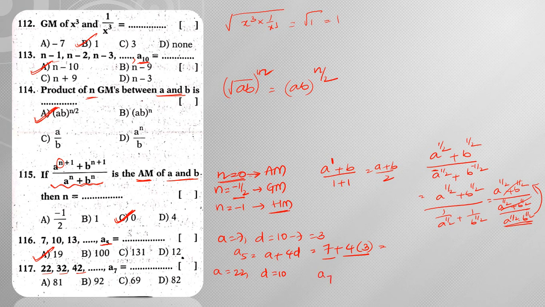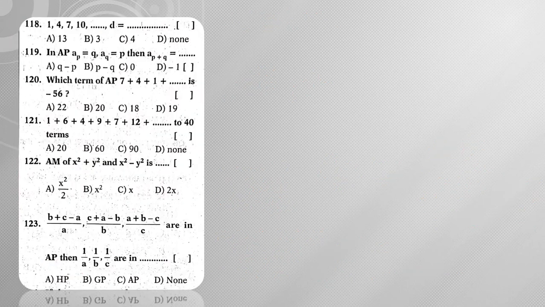Seventh term. a7 can be written as a plus 6d. So a is 22 plus 60, meaning 6 into 10 is 60. 60 plus 22 is 82. Hence the answer is 82. Next, 1, 4, 7, 10 and so on. Then what is the value of d? Clearly it is increasing by 3, hence the answer is 3.